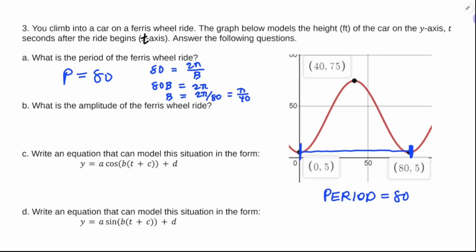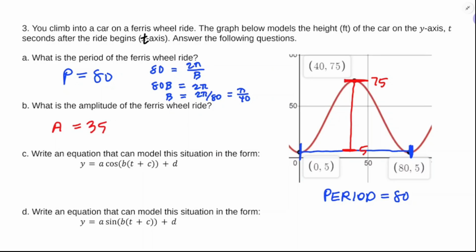What's the amplitude of the Ferris wheel ride? Well, the amplitude is going to be the distance from the midline to one of the extremes, but we don't have the midline labeled. So what I might do is take the vertical distance from the maximum to the minimum. The maximum was at 75. The minimum was at 5. So the amplitude is half the difference: 75 minus 5, that's the height, divided by 2. So half of 70 is 35.